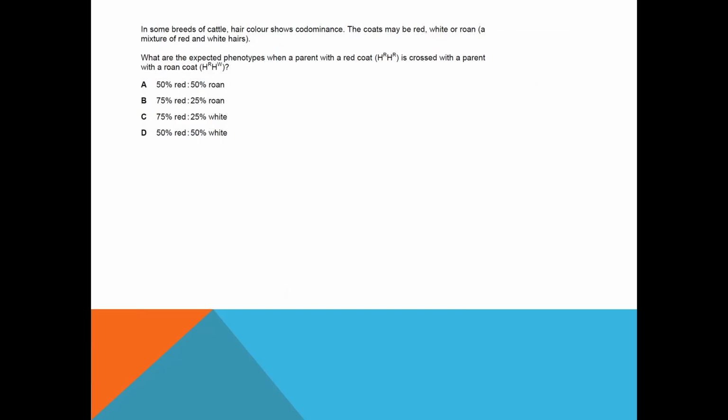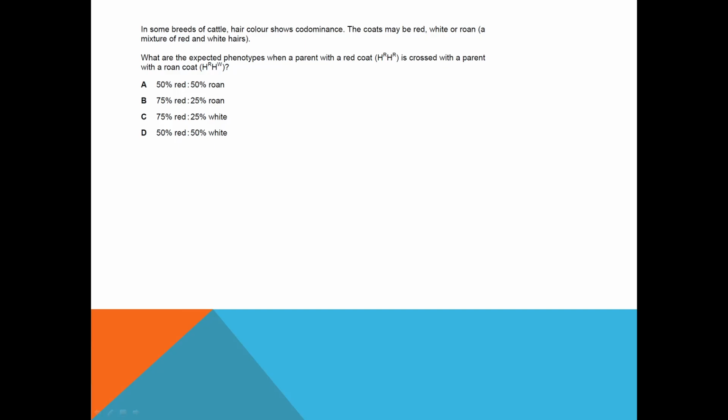And for heterozygous, obviously there is no question about just dominant or recessive, because we have an allele from both. Okay, time to practice. In this question, it's mentioned that in some breeds of cattle, hair color shows codominance. I hope you remember what I taught you about codominance. Codominance is a situation where both the alleles are expressed. The coats may be red, white, or roan, which is a mixture of red and white. What are the expected phenotypes when a parent with a red coat is crossed with a parent with a roan coat?